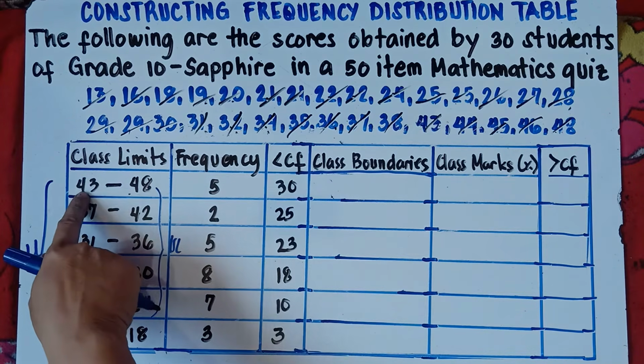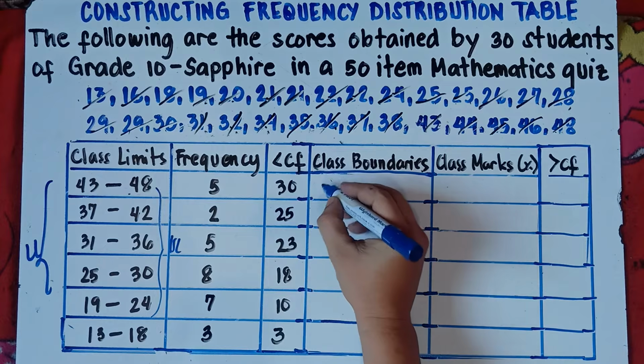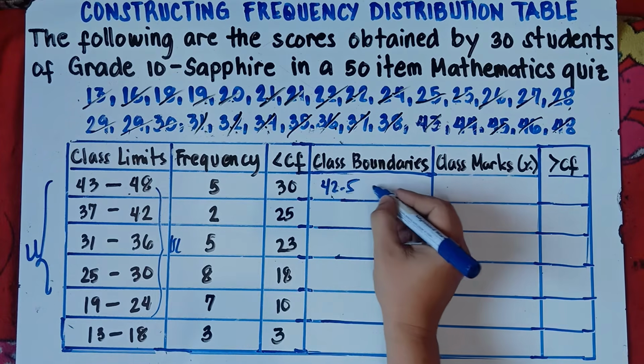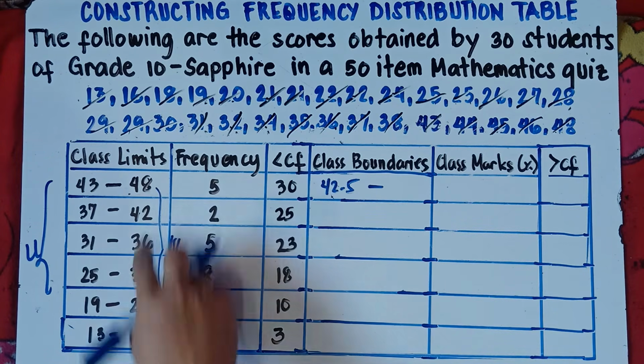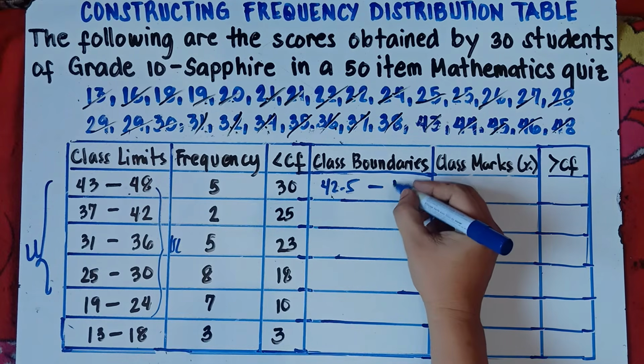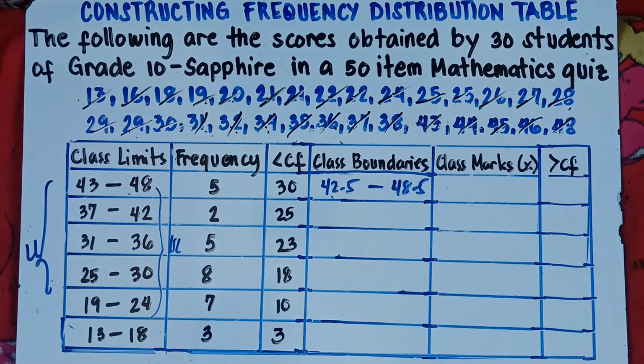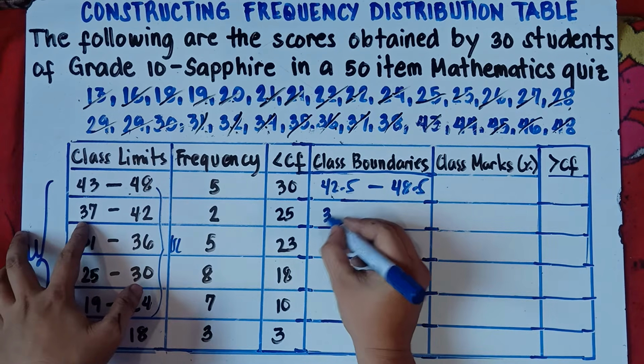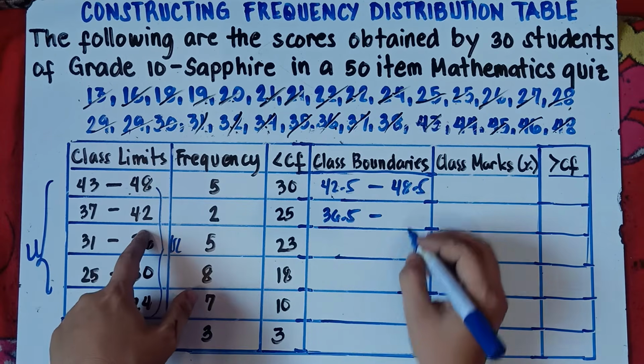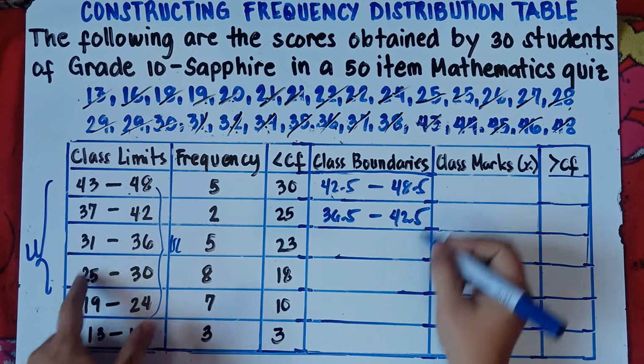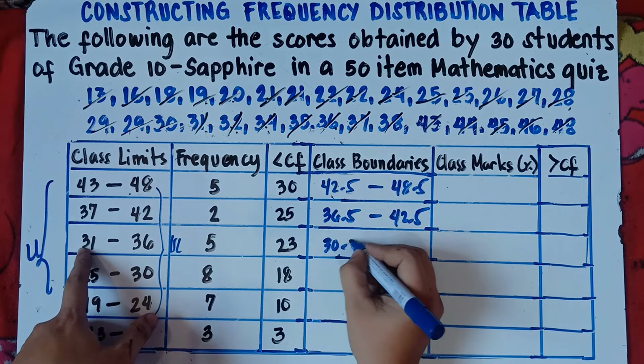Subtract 0.5 to the lower limit. 43 minus 0.5, this will be 42.5. Then add 0.5 to the upper limit. 48 plus 0.5, that would be 48.5. That's it, class. Subtract 0.5, 36.5. Add 0.5, 42.5. Subtract 0.5, 30.5.